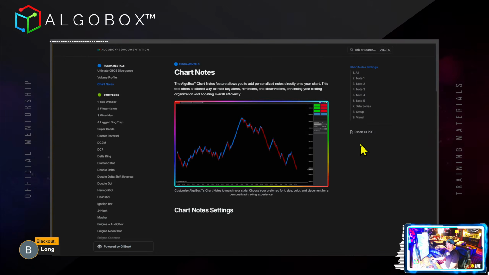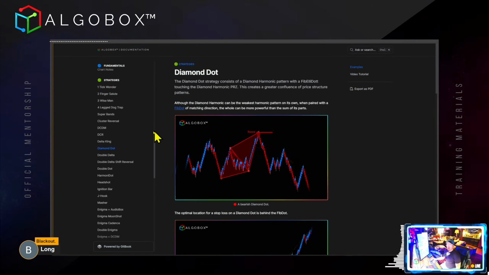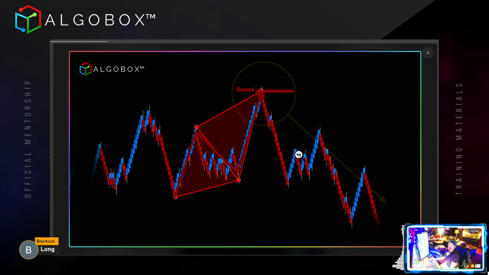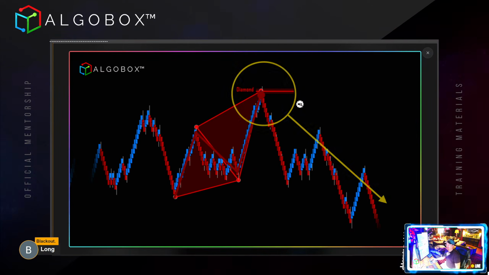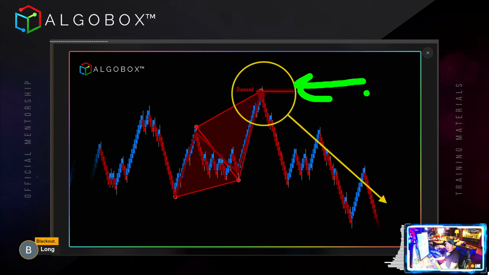If I can come back to our documentation here, we're going to the diamond dot. All right, diamond dot. This is in our older trainings. This is one of the very first things I teach our students, because this kind of shows you the power of AlgoBox. This is the combination confluence setup. Now, this one here is a diamond and a dot. It is that combination. This is a twofer if you've got a diamond and you've got a dot.